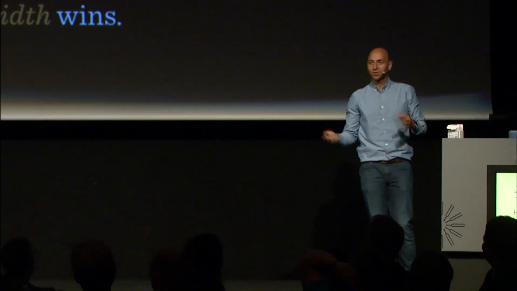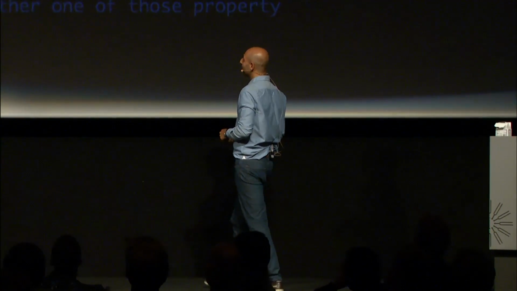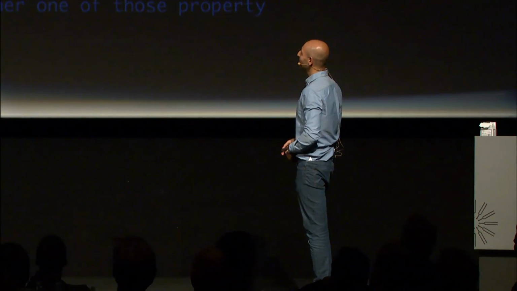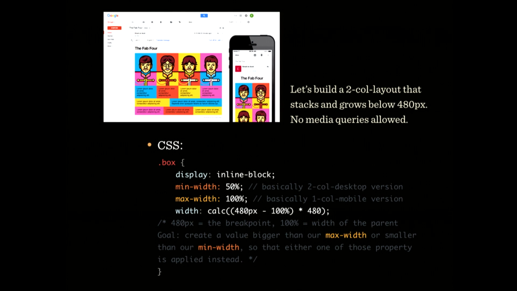So let's say we want to make it work in Gmail without media queries. How can we do it? Like this. That's okay, just bear with me, this is going to be fine. Now, what the hell are we doing here? We want to build a 2-column layout that stacks and grows below 480 pixels. So below 480 pixels, 1 column. Above 480 pixels, 2 columns. We cannot use media queries for this, right? So how do we make it work?